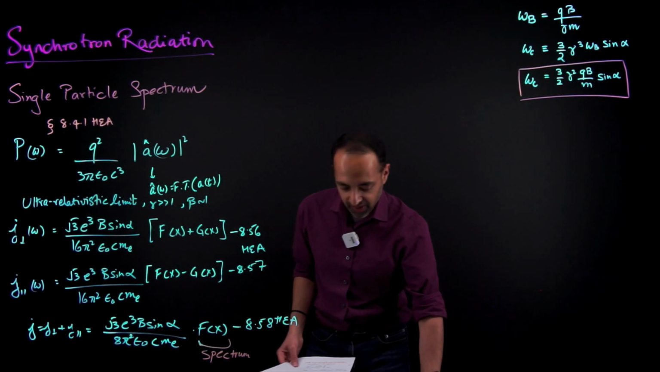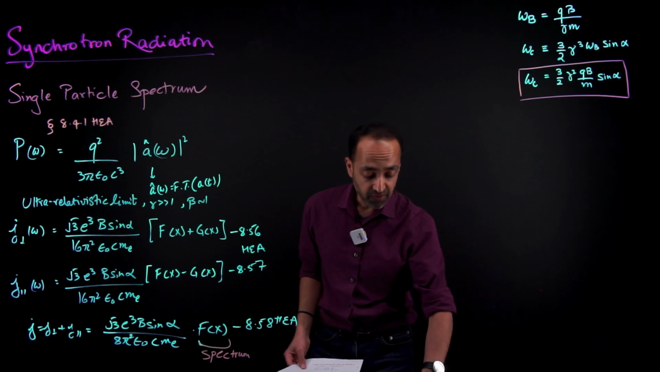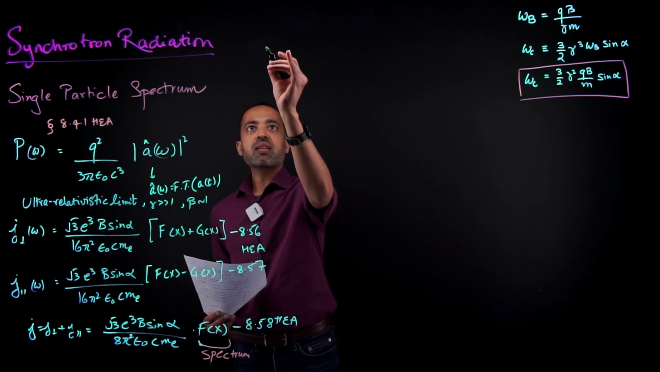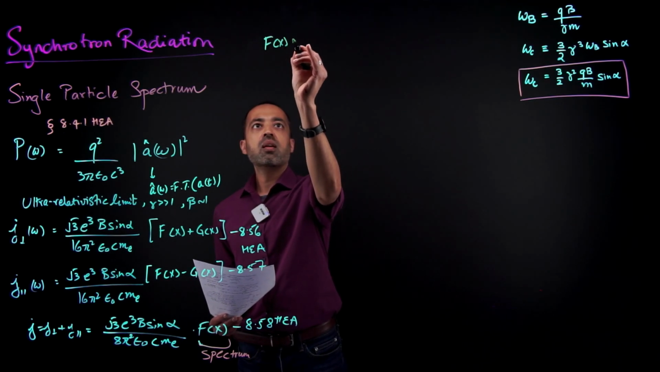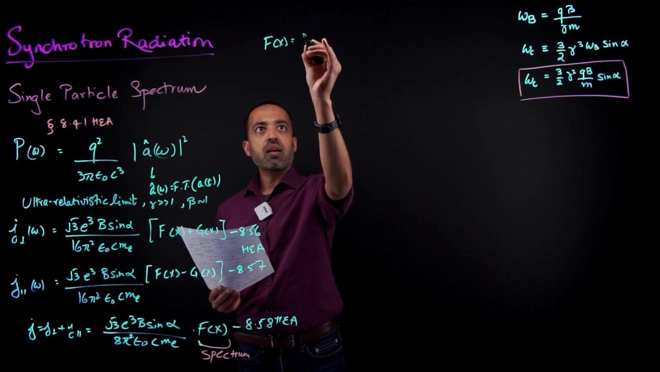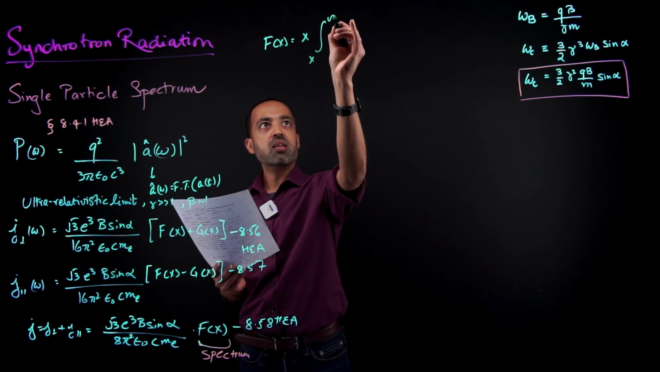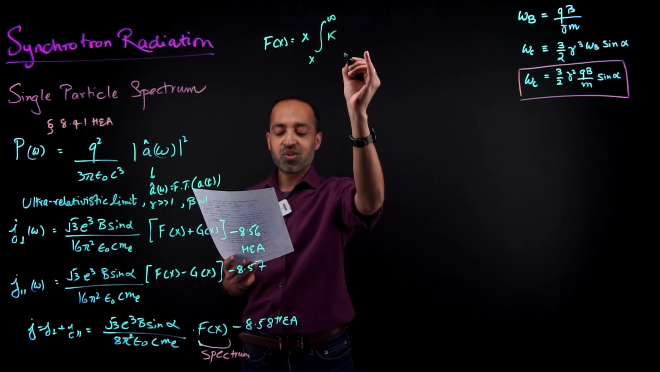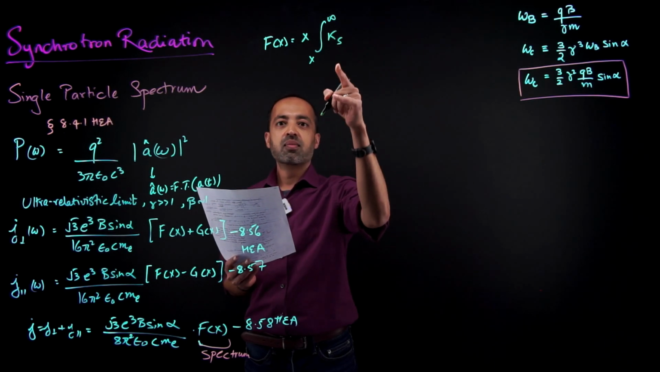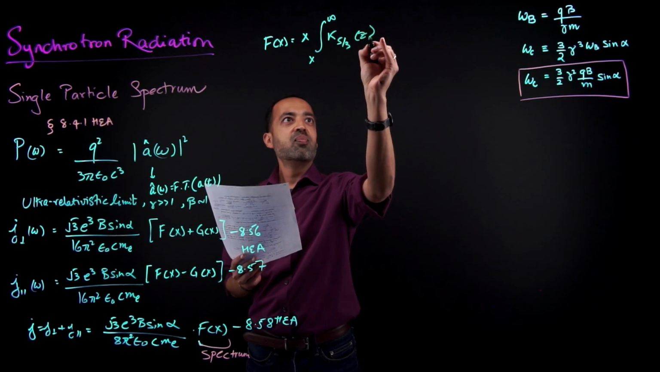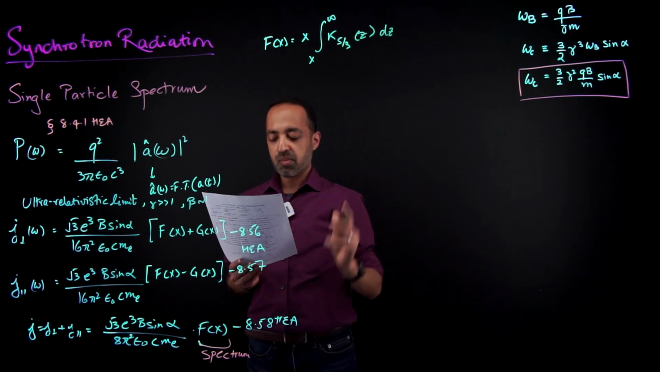Okay, so what is f of x? F of x is just a mathematical function of x. What is x? I'll define that. So f of x as a mathematical function is simply x times the integral from x to infinity of a Bessel function of the second kind of order 5/3 of z dz, where z is just a dummy variable.